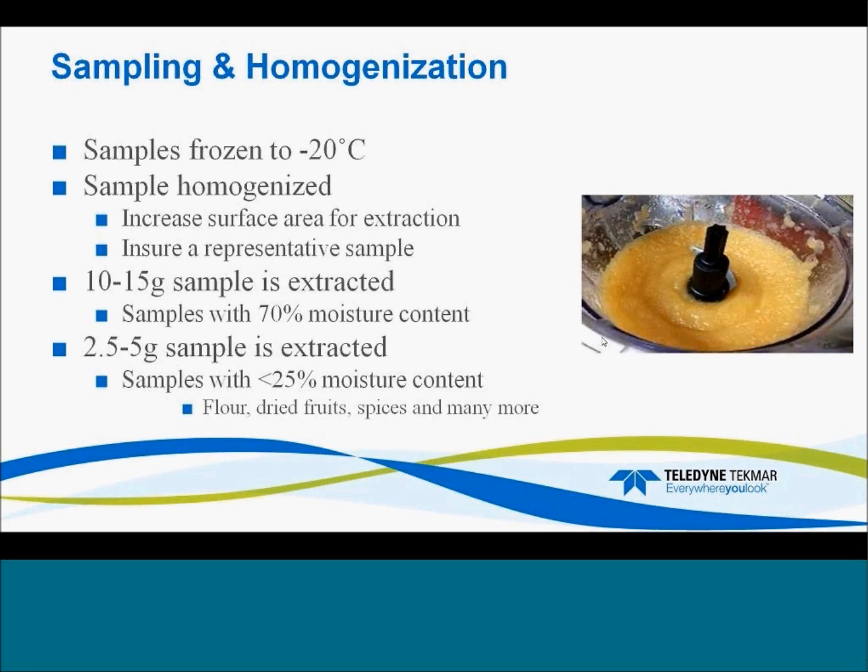That is with samples that have moisture contents above 70%. Once you start switching over to drier samples, such as flour, dry fruits, spices, and many more, you need anywhere from 2.5 to 5 grams, all depending on the detection limits that you're trying to hit. Then also with this step, when you're looking at moisture contents below 70%, you're going to need to add some water to hydrate it back up to the optimal moisture content range for the QuEChERS method.